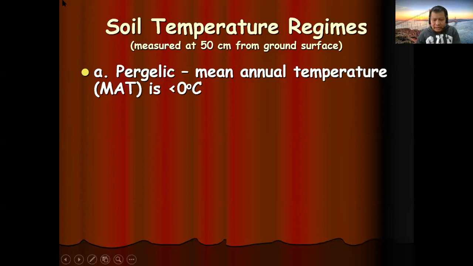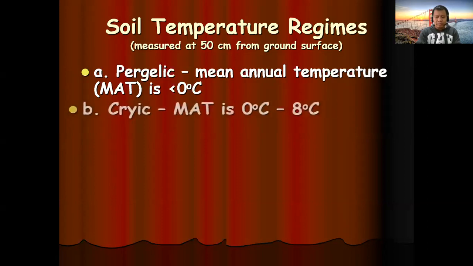All right. So pergelic: the mean yearly annual temperature at the control section is less than 0 degrees Celsius. When we take the temperature at the critical control section, measured at 50 centimeters from the ground surface, and the average annual temperature of that section is less than 0 degrees Celsius, it belongs to a pergelic soil temperature regime. So take note: pergelic, less than 0 degrees Celsius, negatives, like -1 or below 0.